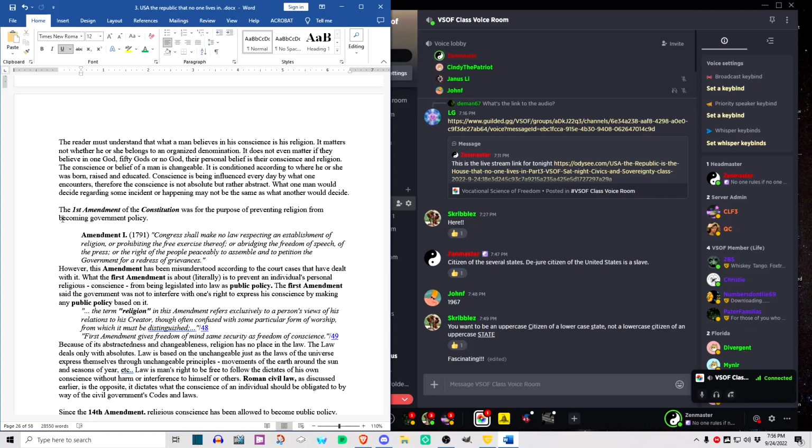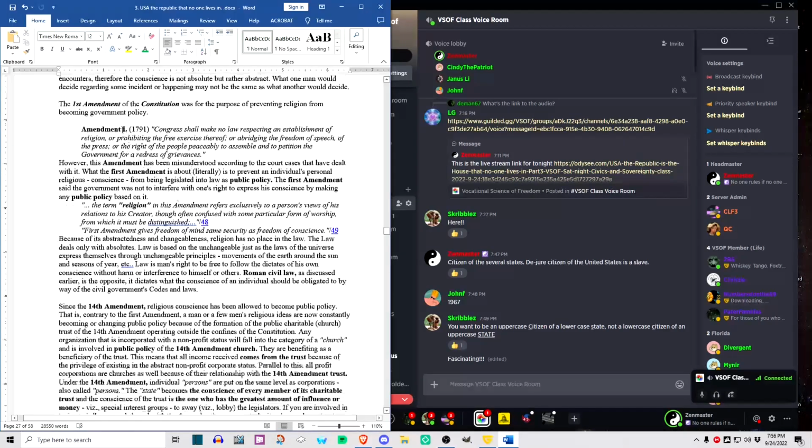The First Amendment of the Constitution was for the purpose of preventing religion from becoming government policy, which is exactly what it is now. Amendment 1, 1791: Congress shall make no law respecting an establishment of religion, or prohibiting the free exercise thereof, or abridging the freedom of speech, or of the press, or the right of the people peaceably to assemble and to petition the government for a redress of grievances. That's your First Amendment.